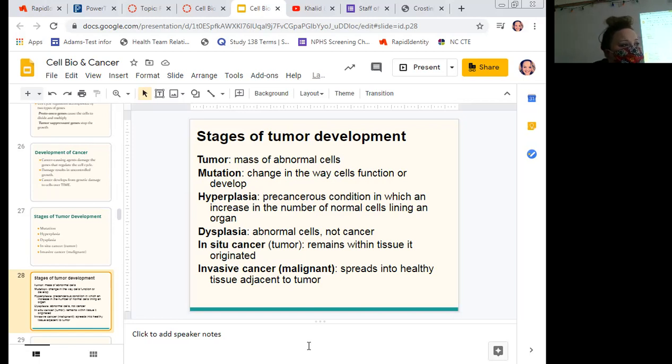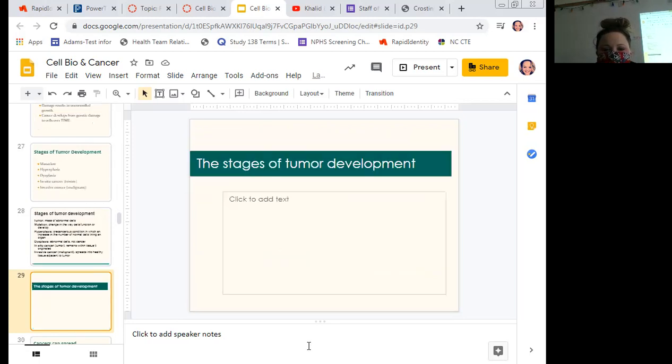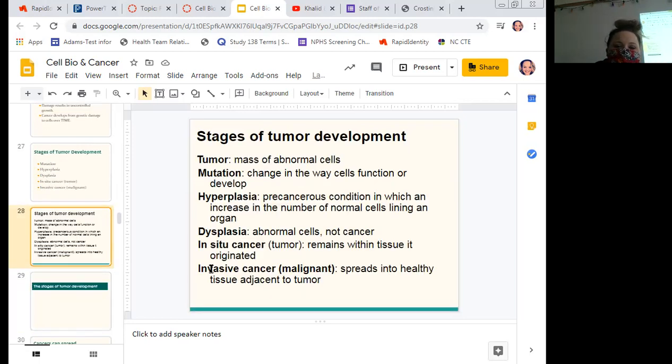Now, once we get to invasive, which is the last step, it is not only malignant, which means cancerous, it means it has moved, okay? But I want to make some things very clear, okay? Invasive cancer, malignant cancer, you have to have a clarification here. So, malignant means that it has spread into healthy tissues. So invasive cancer means that it has spread into healthy tissues surrounding the tumor.